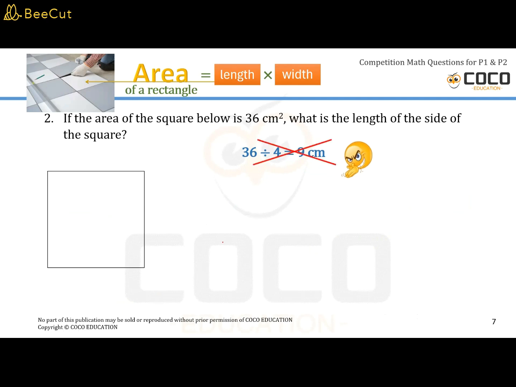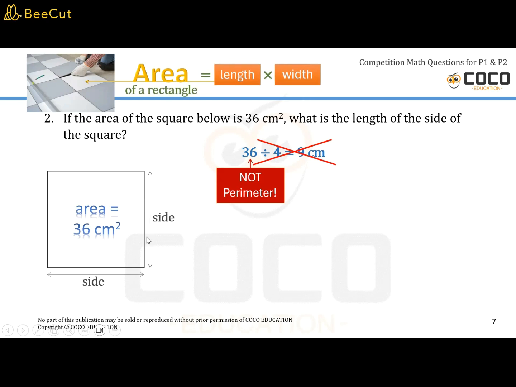No. Why? Because 36 is the area of the square, but not the perimeter. Pay attention. So if you know the area of the square, then you have to think from here. Our formula gives us the area of the square is calculated by its side times side. And you know the 2 sides are equal number.